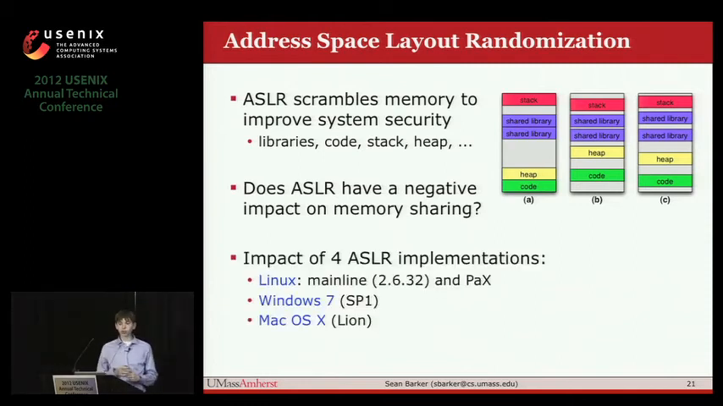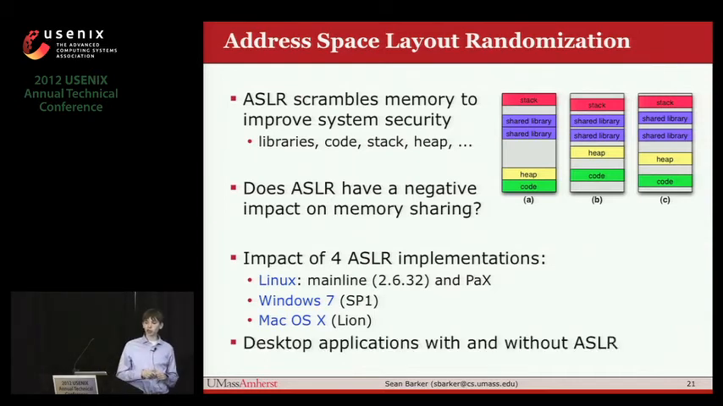To get a sense of this, we looked at 4 different implementations of ASLR. In Linux, we looked at both the implementation in the mainline kernel and the improved implementation in a PaX patched kernel, which is a kernel used in some hardened Linux distributions. We also looked at the implementations in Windows 7 and Mac OS X. To get a sense of their impact, we ran our desktop application workload both with and without ASLR and looked at the relative amounts of sharing between them.